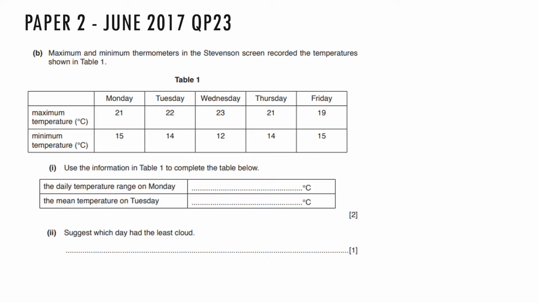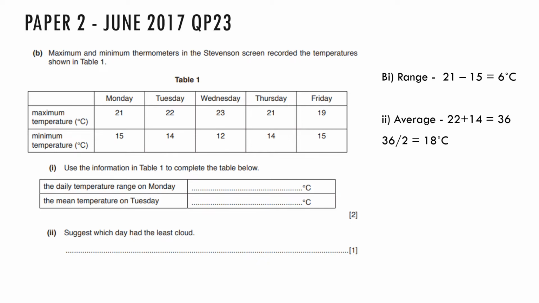So again, taken from another paper 2 question, using the information in table 1 to complete the table below. The daily temperature range on Monday. So maximum minus minimum gives you 6 degrees. The mean temperature on Tuesday. Well, you've only got 2 temperatures, so to work out the mean, you need to work out the average. So you're going to add 22 to 14 and then divide by 2, which gives you 18 degrees.